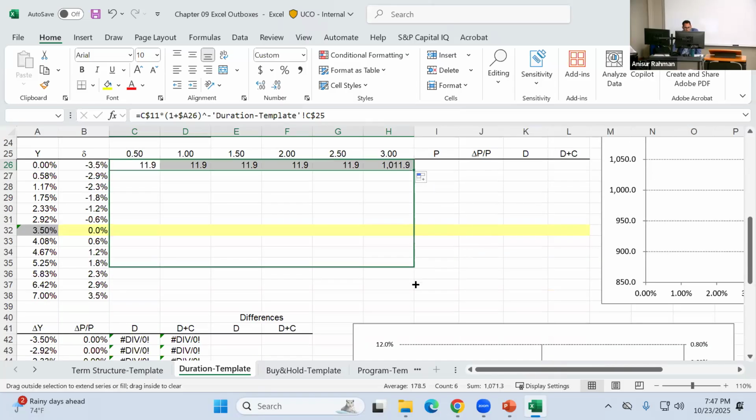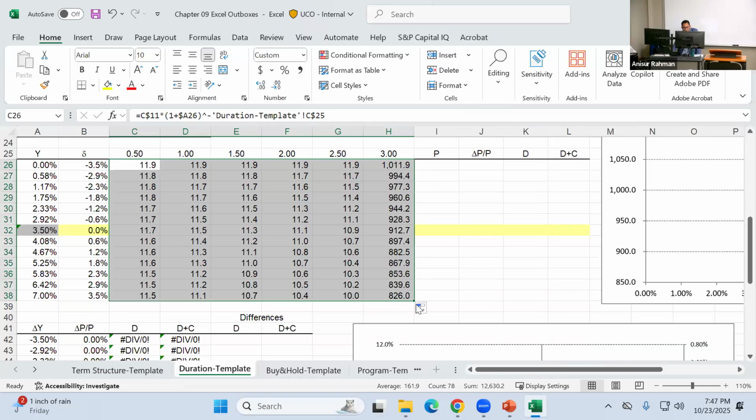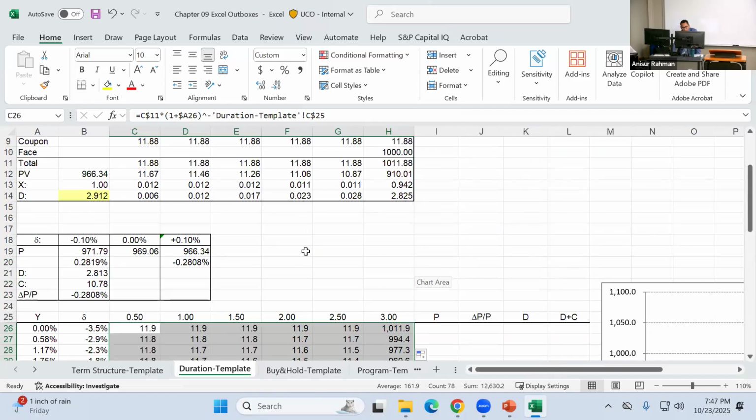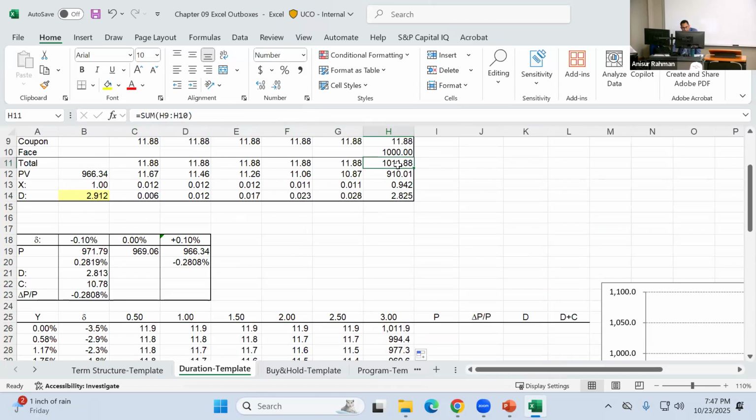Pull down without formatting. My 3 is not good. Your 3 is not good. No, it shows 11.9. Okay, so make sure you have this. Do you have this? I do. You do. Let's see.